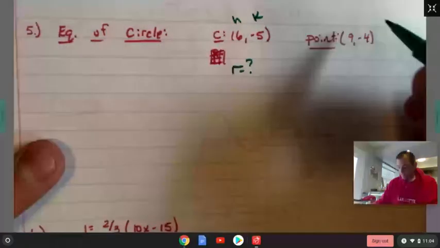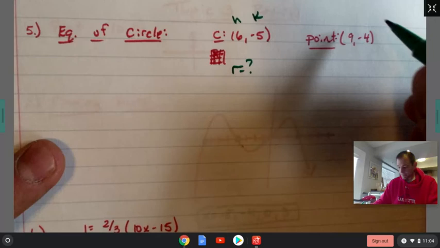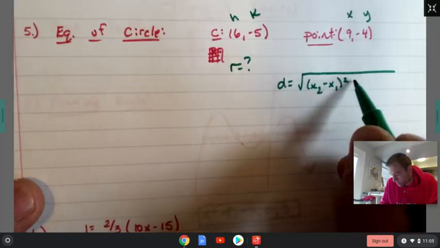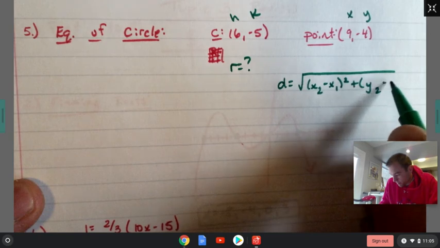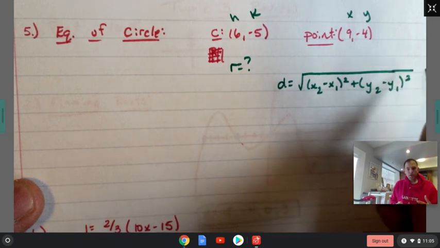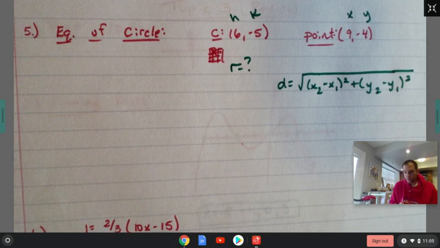So to find the center of this, I'm going to use the distance formula: the square root of x2 minus x1 squared plus y2 minus y1 squared. Y'all can use all your resources. You don't have to have these formulas memorized, but if you do, it'll make your life a little bit easier.